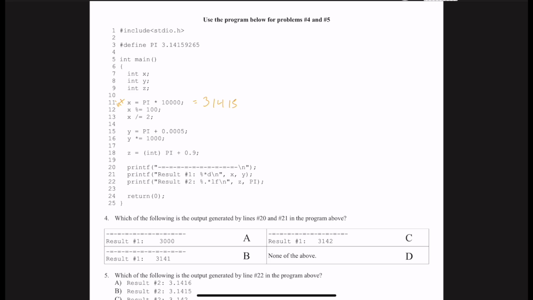Now x mod equal 100. So after you divide by 100, what is the remainder? Well, anything that's in the last two digits, so 15. And then x divide equal 2. It's going to be 7. Once again, remember that it's an int on the left-hand side, so we have to convert the right-hand side, which was 7.5 to match. Or actually, in this case, excuse me, it would be 7 divided by 2, an int divided by an int. The result already will be an int. So x equals 7.